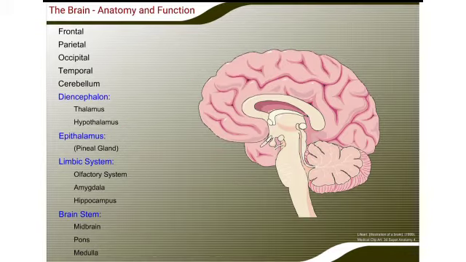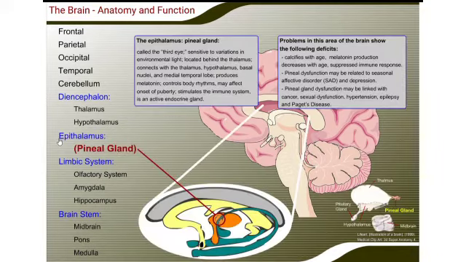The epithalamus, pineal gland. Called the third eye, it is sensitive to variations in environmental light. Located behind the thalamus, it connects with the thalamus, hypothalamus, basal nuclei, and medial temporal lobe. It produces melatonin, controls body rhythms, may affect onset of puberty, stimulates the immune system, and is an active endocrine gland. Problems in this area of the brain show the following deficits: it calcifies with age, melatonin production decreases with age, and suppressed immune response.